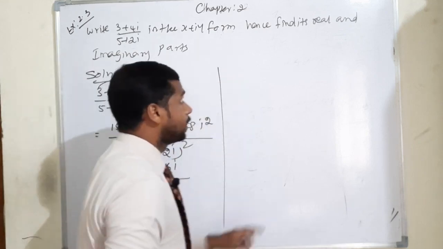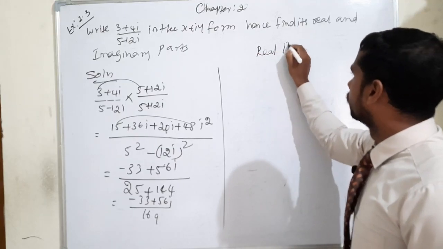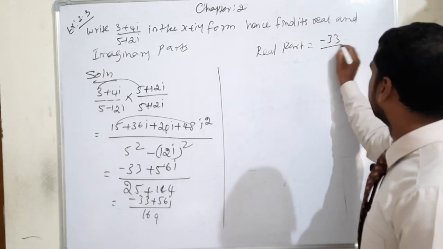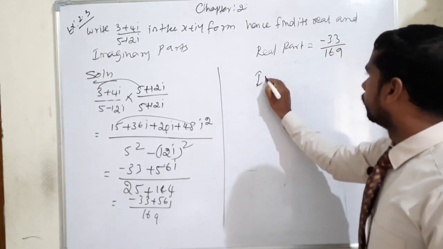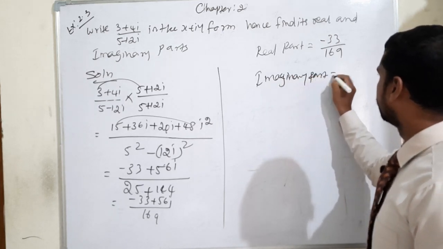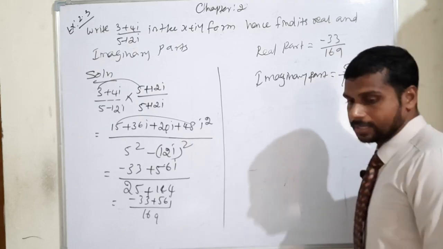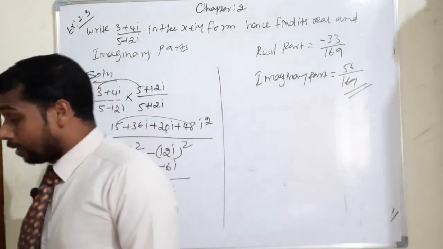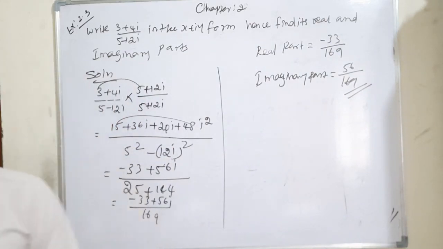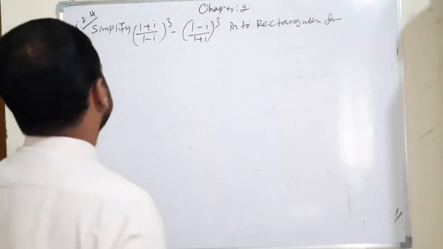So, what we have to write each and every time is to find its real and imaginary parts. First, the real part is equal to minus 33 divided by 169, then the imaginary part is equal to positive 56 divided by 169. This is the final term of example 2.3. Okay, I will continue with example 2.4. So, I am moving to example 2.4.